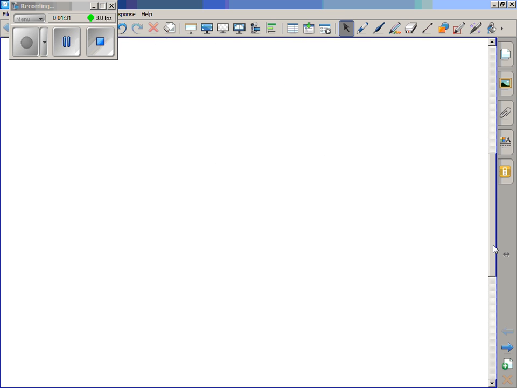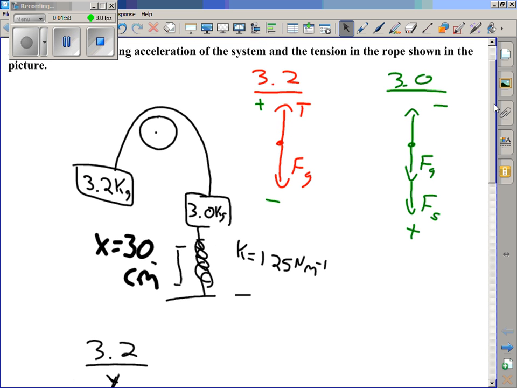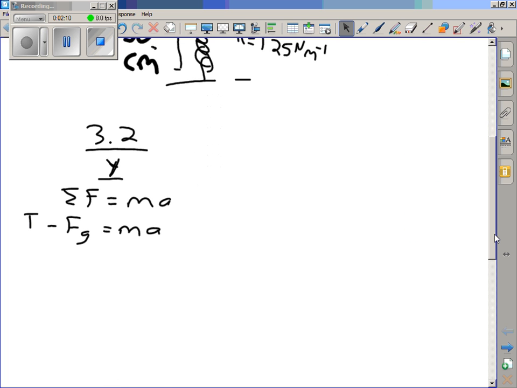So you look at your free bodies. You have your 3.2 guy, and all you care about is the y-axis because there is nothing in the x. Sum of the forces equals ma, and it's going to be tension minus Fg equals ma, right? And that's with me going up for the 3.2 as positive, down gravity. So I'm calling positive, rotating to where the 3.0 kilogram is going down. If you did it the other way, would it be Fg minus T? Yes. All right, so there's that guy.